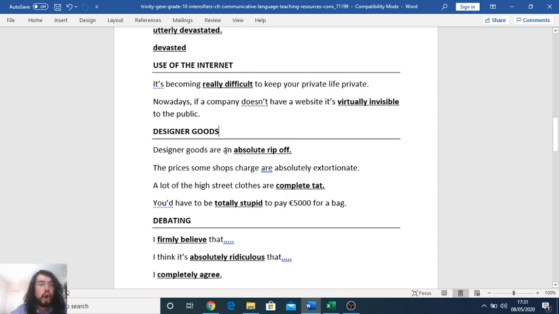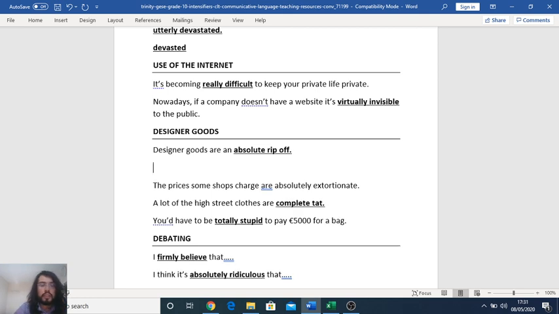Designer goods are an absolute rip-off. Rip-off, okay? When people say rip-off, they usually mean something is too expensive for what they are paying. So let's say I went to the Apple store and I saw a phone which is, God knows, like £1,000 or something. I could say the iPhone is very expensive, okay?